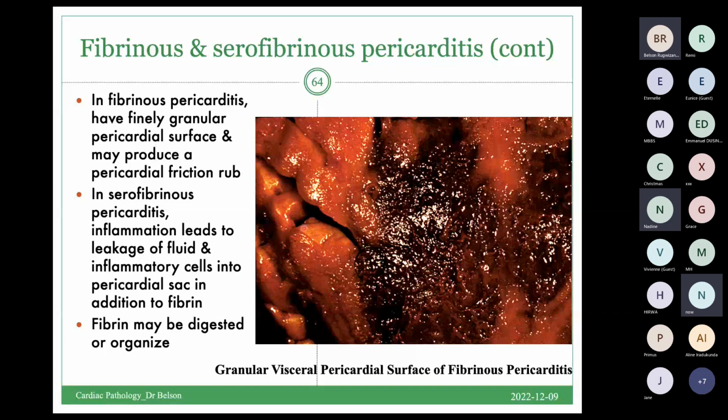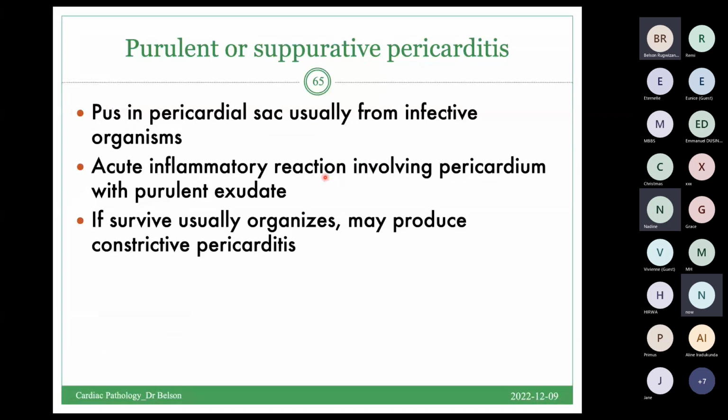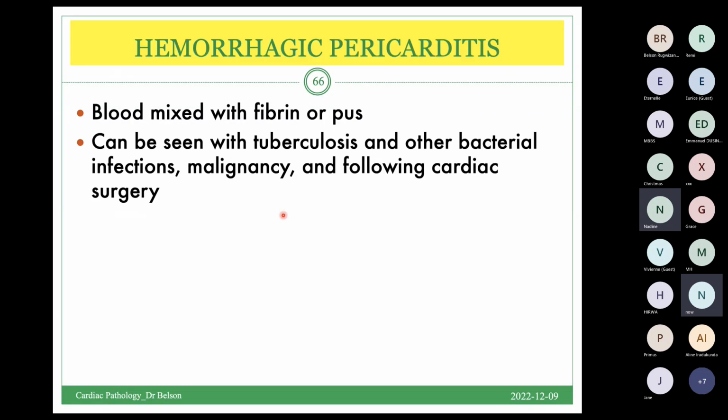So that's how it will look if we do surgery or autopsy. The purulent one will be caused by infective organisms, bacteria, of course, usually. With hemorrhage, there will be blood. Usually there is a cause around there.